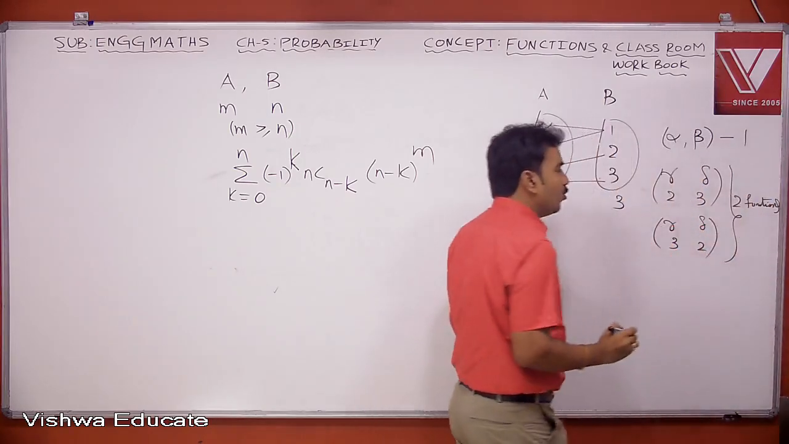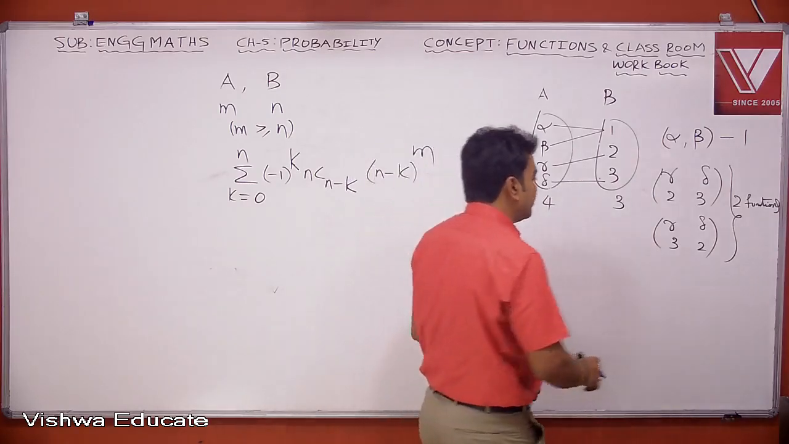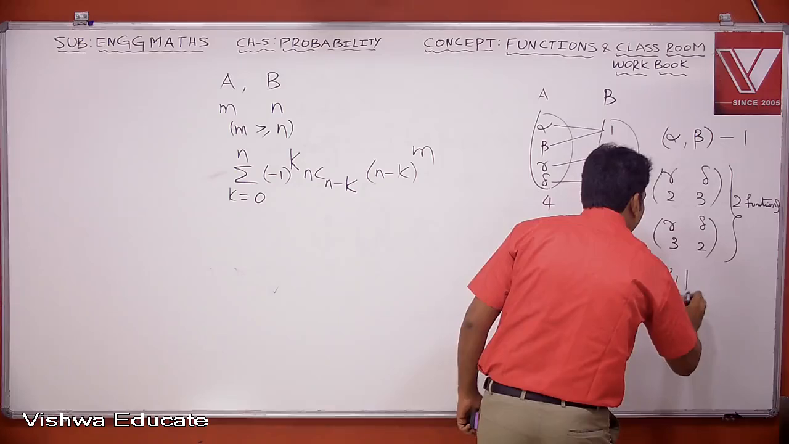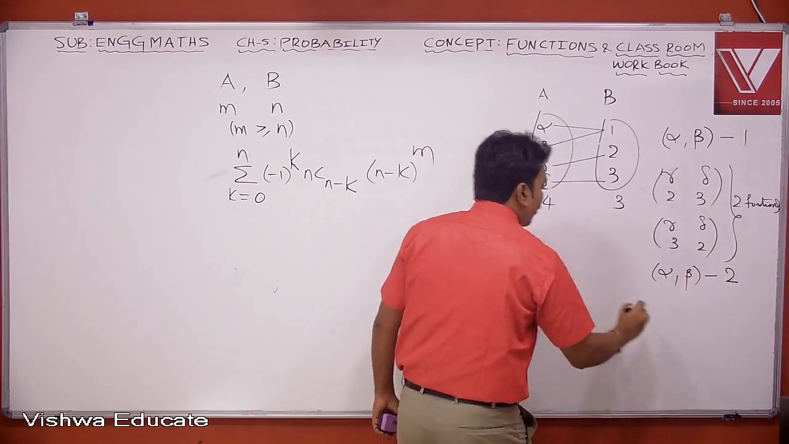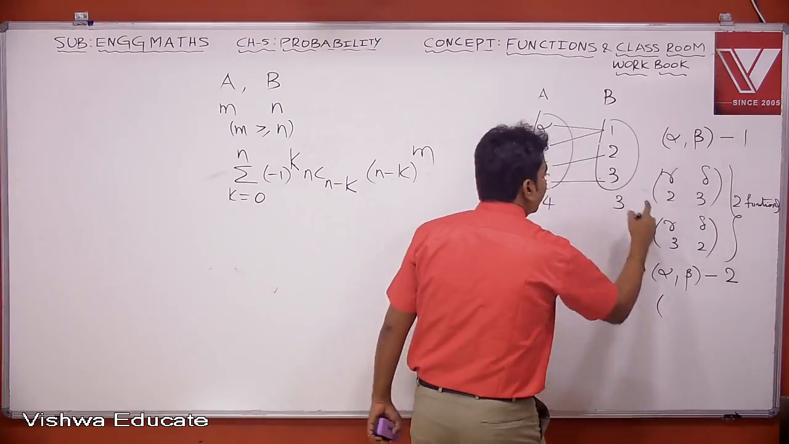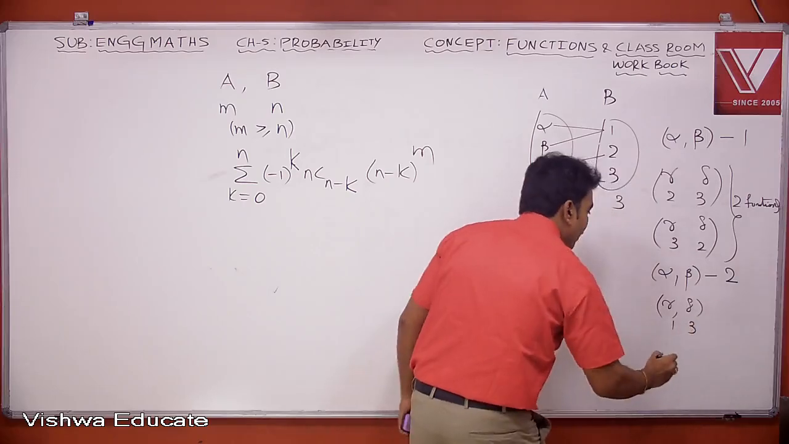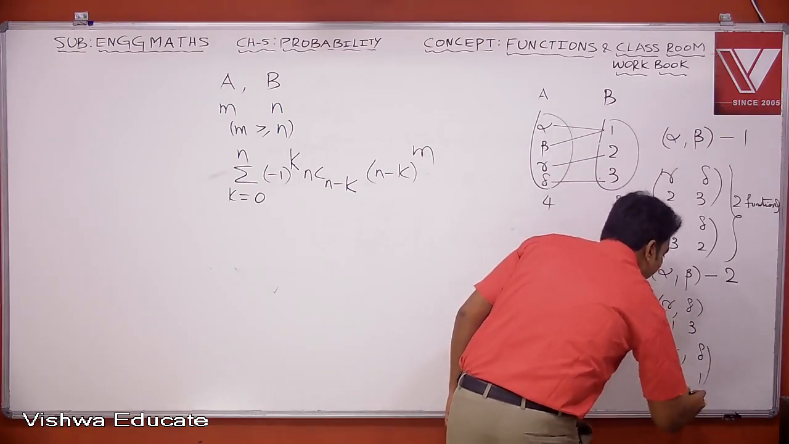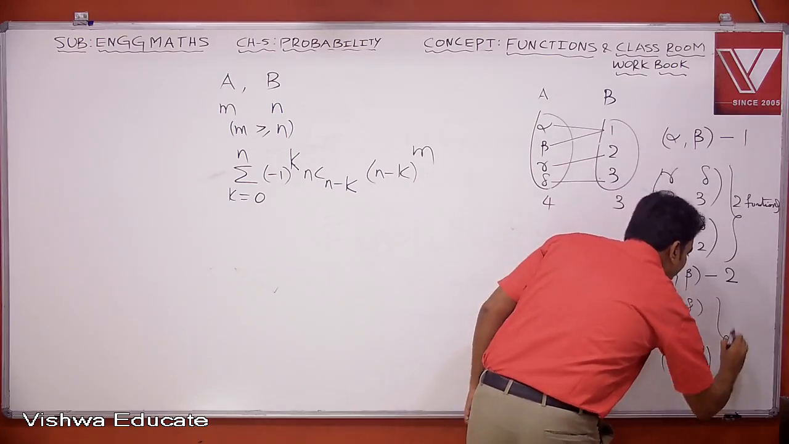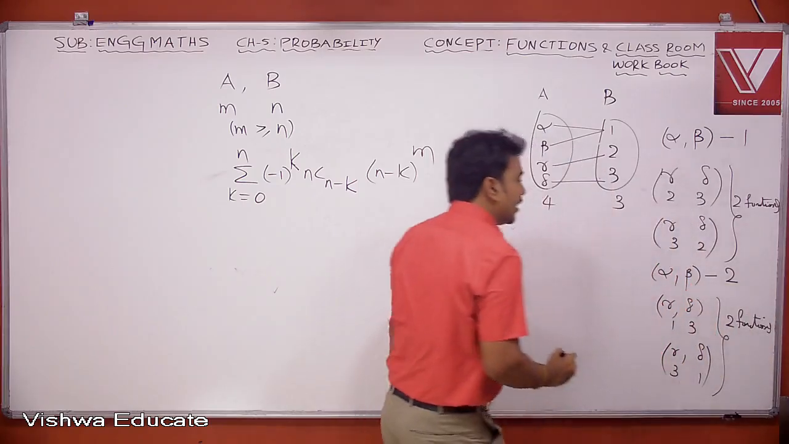We were getting two functions. Similarly, if I set alpha comma beta to 2, alpha and beta are set to 2. Now in this case gamma comma delta can be set to 1, 3, or gamma, delta can be set to 3, 1. Again we are getting two functions.